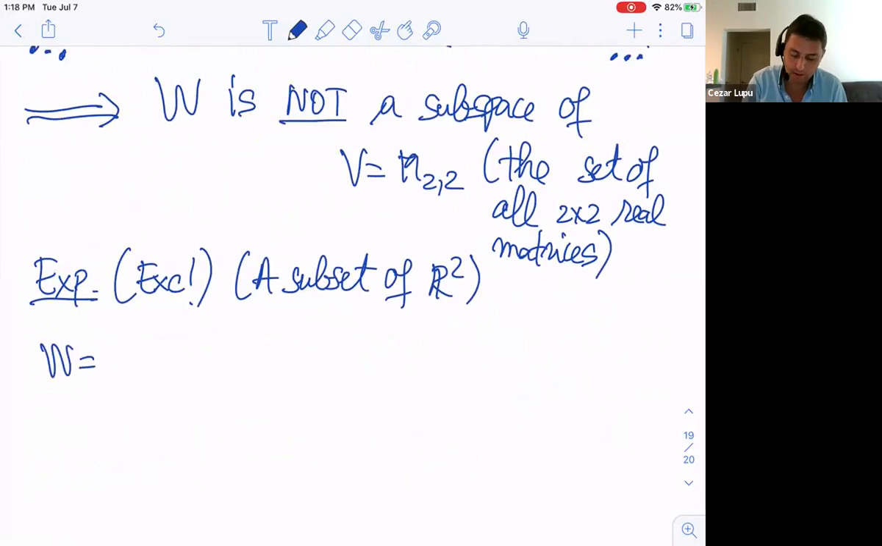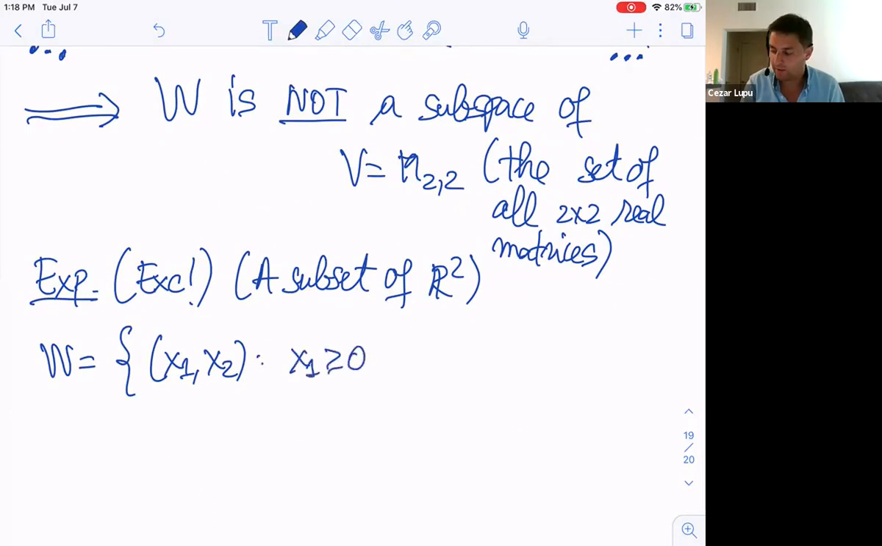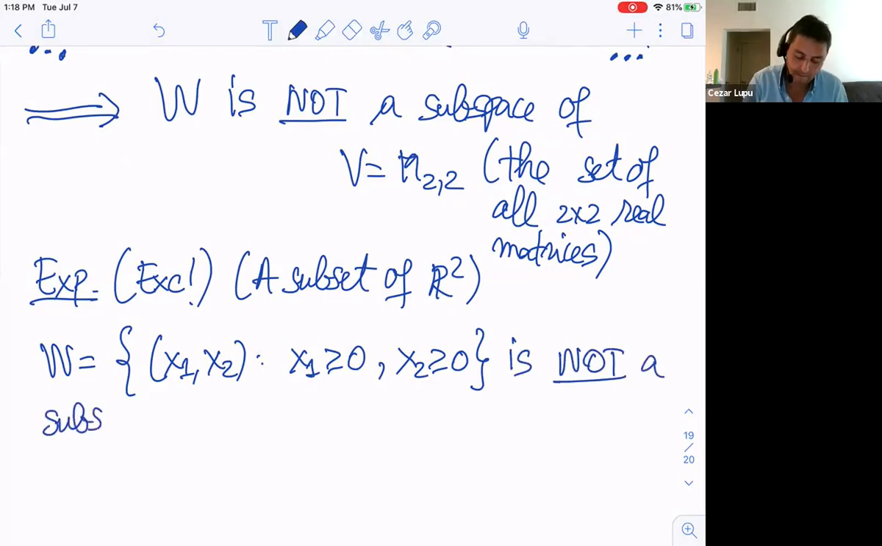The example is the following. Let me consider W to be the set of all vectors with components x1 and x2, and they have the following property: x1 is non-negative and x2 is non-negative. This is not a subspace. Wow. So I'm considering the components to be non-negative, and this is not a subspace. You'll see why. It's actually very simple.